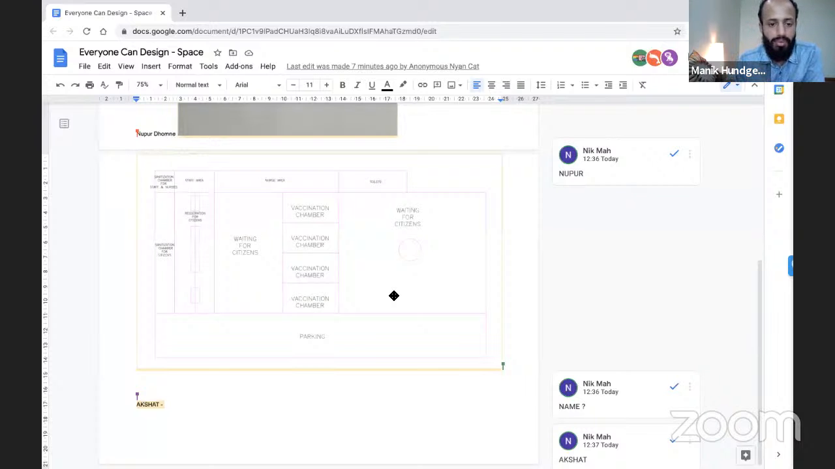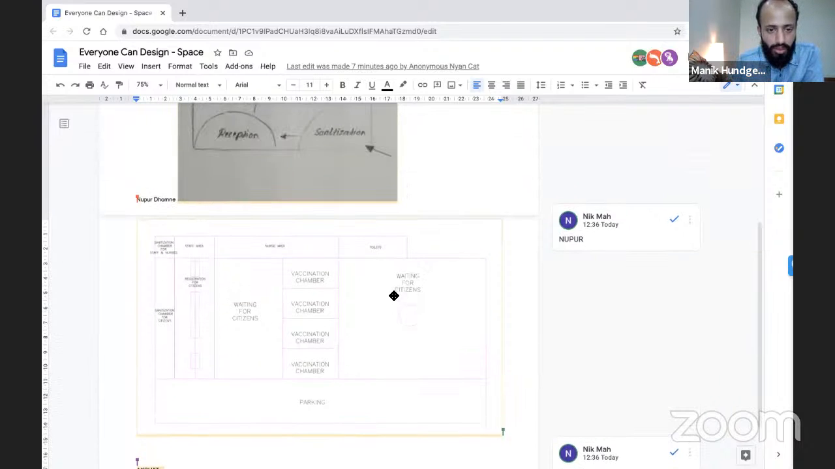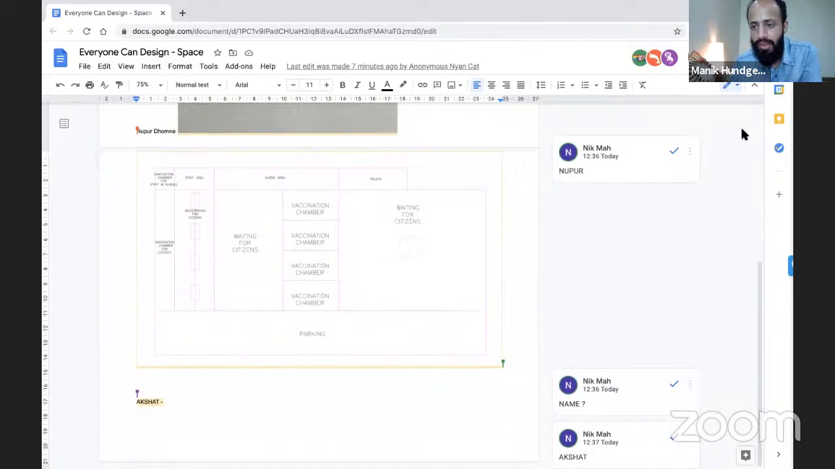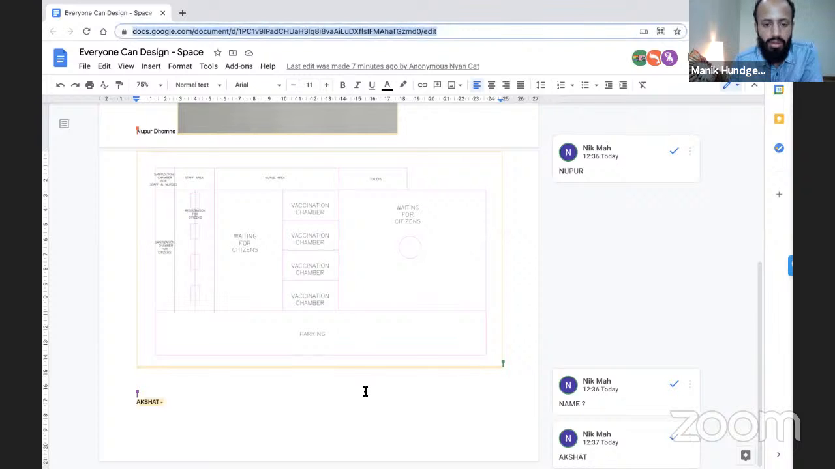See, so we have only two here, and the third one was Akshat's. Did you upload it? Were you able to? I don't think he managed to upload a layout. Oh yeah, he's not there on chat. Okay. Should take another snapshot. Okay.